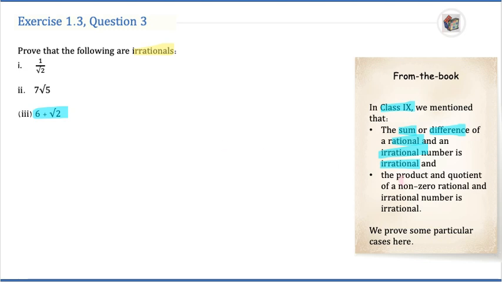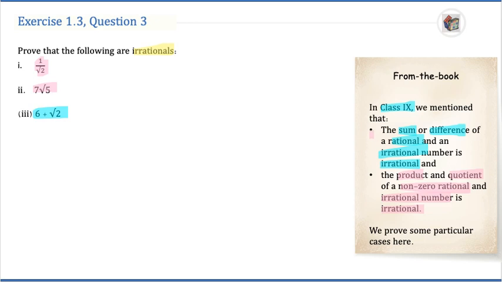This second point here says that the product and the quotient of a non-zero rational and irrational number is irrational. Yet again, product and quotient means if you multiply or divide one rational number with one irrational number, even then the result will be irrational. And that is what you see here in parts 1 and 2. Part 1 has a quotient, it's division, and part 2 has multiplication.